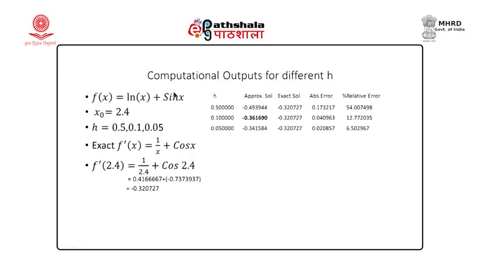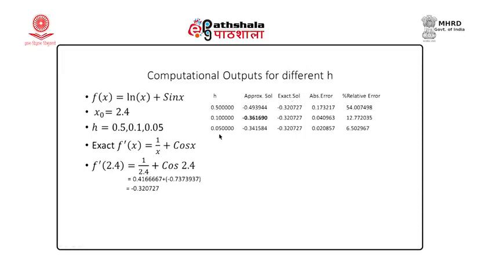So, f(x) is this, and we have used 3 step sizes: 0.5, 0.1 and 0.05. This function is known to us, so the derivative is 1 upon x plus cos x, since the derivative of sine is cos and the derivative of ln is 1 by x. If we put x equal to 2.4 in this expression, we get 1 upon 2.4 plus cos of 2.4. 1 upon 2.4 is 0.41666 recurring, and cos 2.4 is minus 0.7373937. If we add these two, we get minus 0.320727. So, this is the exact value of f dash at the point 2.4.